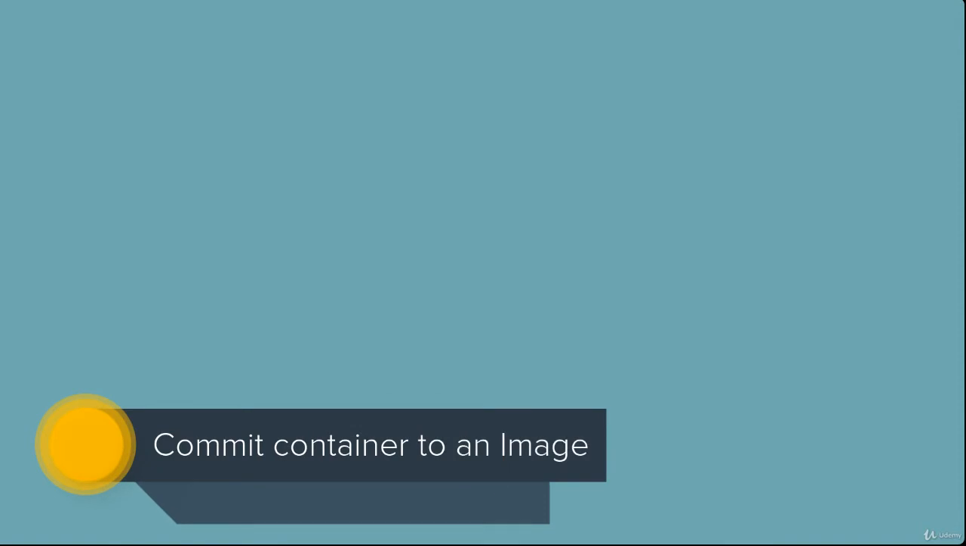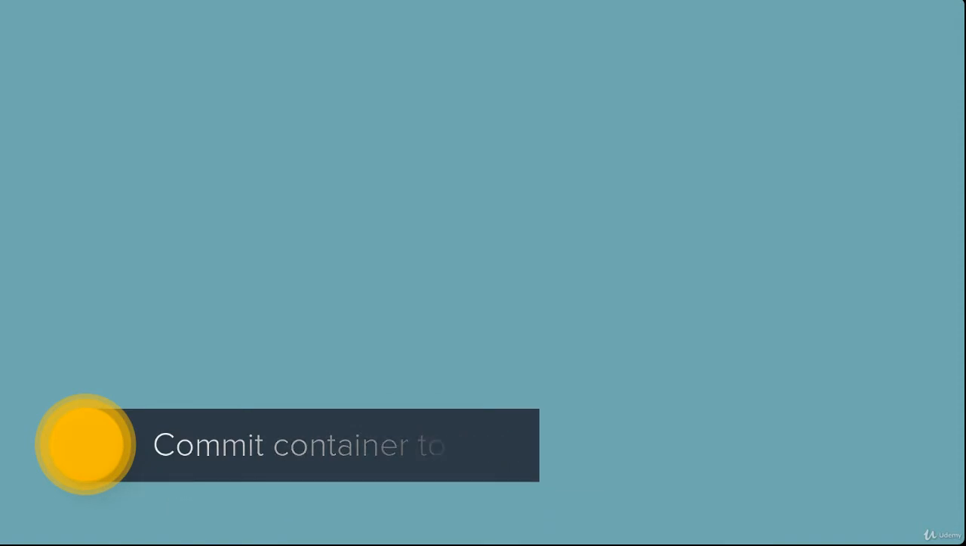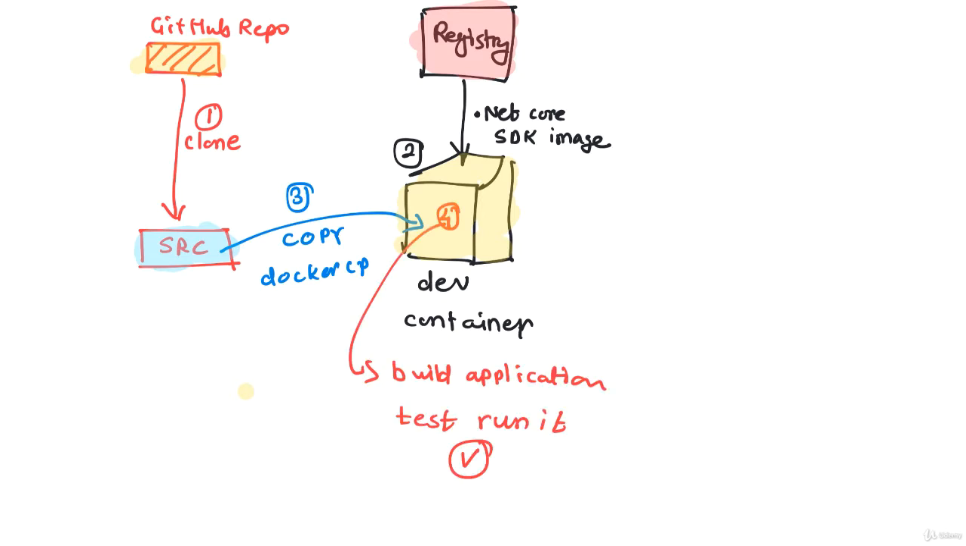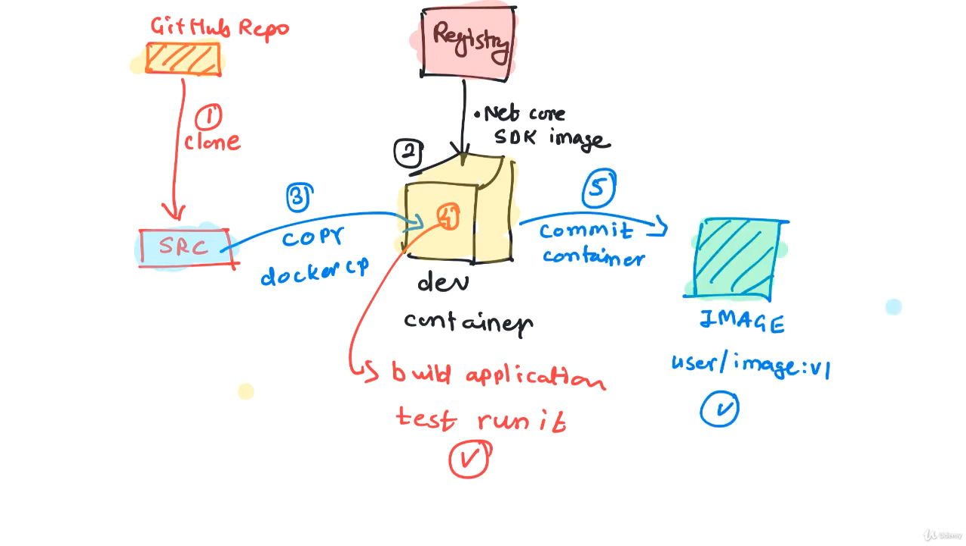In this lesson, you're going to learn how to commit the container's changes and build an image with it. You've already copied the source code to the development environment created using this container. Then you went ahead and built the application using .NET Restore and .NET Publish commands, and tested the application as well within that container. Now it's time for you to commit the container's changes into an image. And let's have a look at the process.